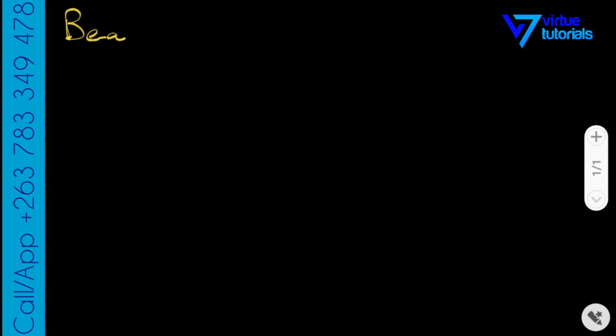Bearings. That's the topic that we're looking at. So when we're talking about bearing, we're simply talking about the direction of one point from another.